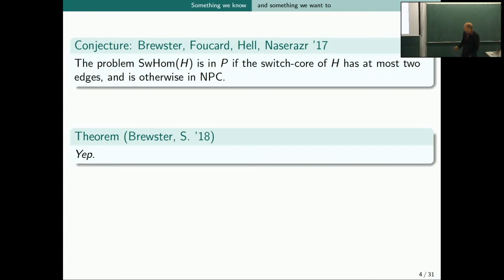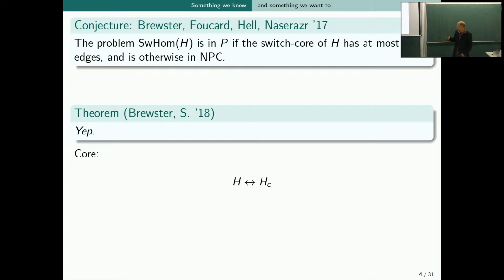And so what is this switch core? Well, it's sort of homomorphism lore, right? So when you have a graph H, you can take homomorphisms of that graph to subgraphs, right? So the core of the graph is the smallest subgraph to which the graph admits a homomorphism, right?